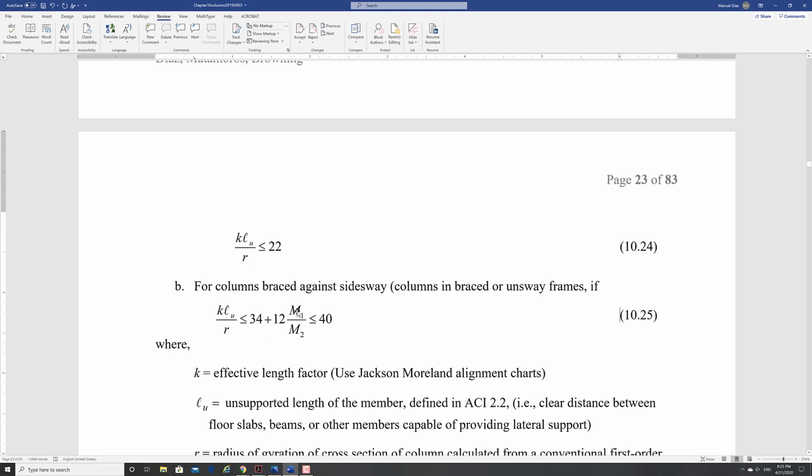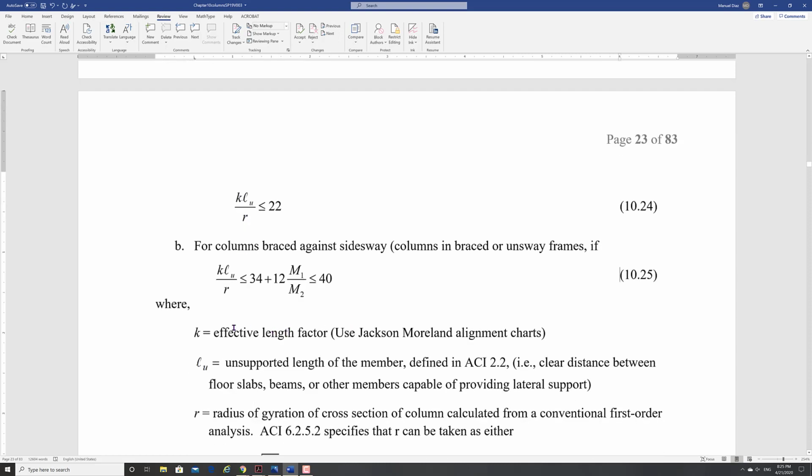So this number is variable for columns that are braced against sideway. This limit that decides if it's slender or not is variable and depends on the moments, but it cannot exceed 40. Okay, it cannot exceed 40.